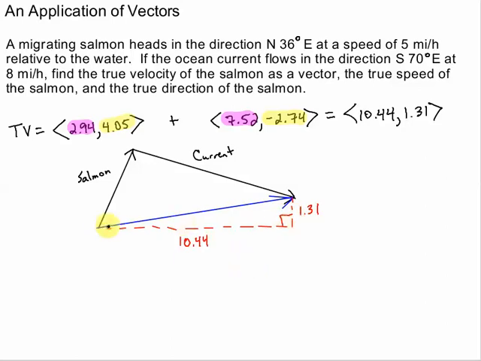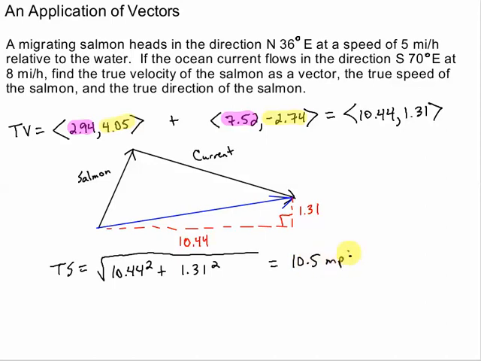The true speed of this vector is the magnitude. So you can figure the true speed by using the Pythagorean theorem to find the hypotenuse. It would be the square root of 10.44 squared plus 1.31 squared, which is approximately 10.5. So the true speed is approximately 10.5 miles per hour.